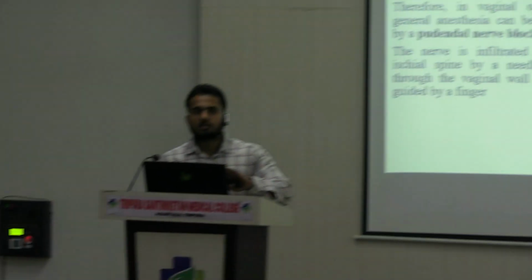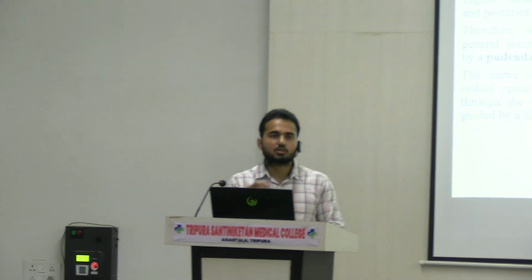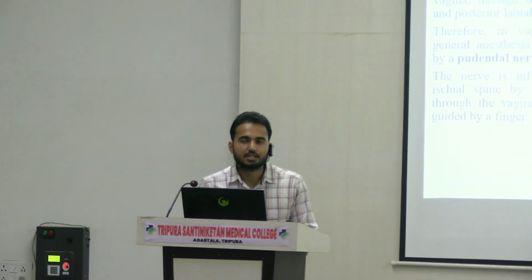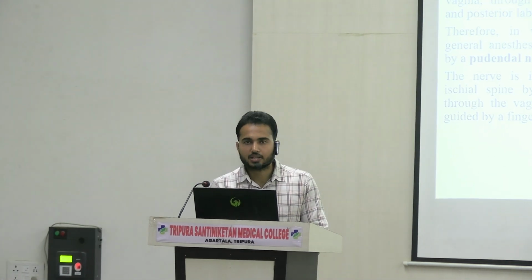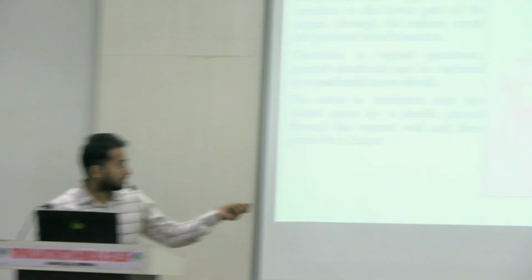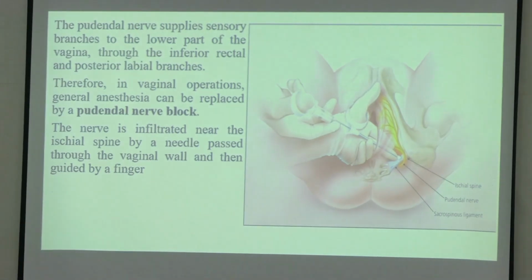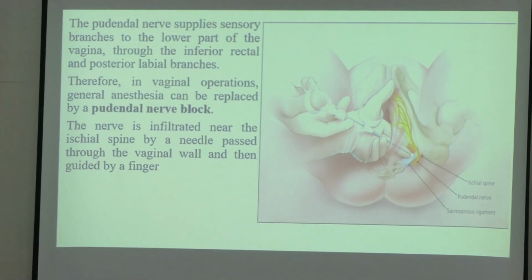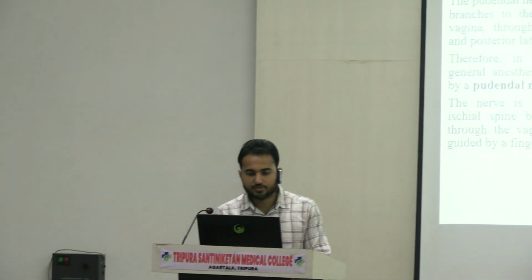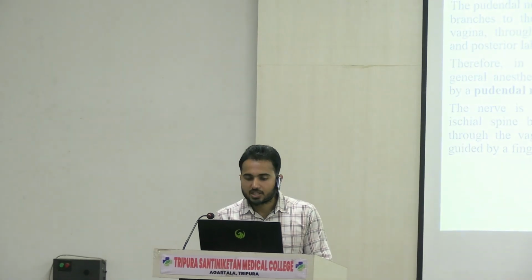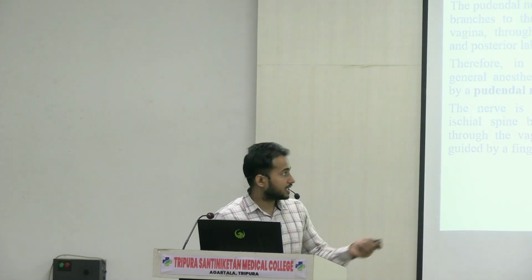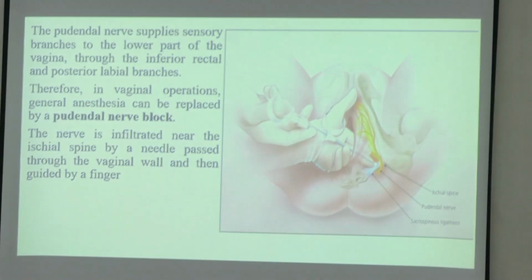Now, if the person or the doctor doesn't want to give general anesthesia, in that case, local anesthetics can be injected into the pudendal canal, as you can see in the diagram. The pudendal nerve supplies the sensory branch to the lower part of the vagina through the inferior rectal and posterior labial branches. During vaginal operations, general anesthesia can be replaced by the pudendal nerve block.